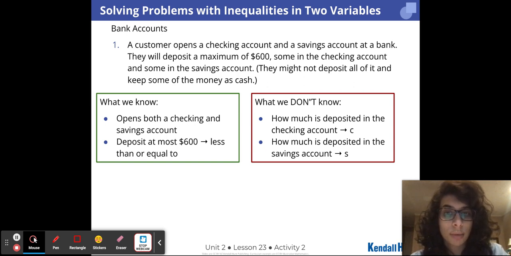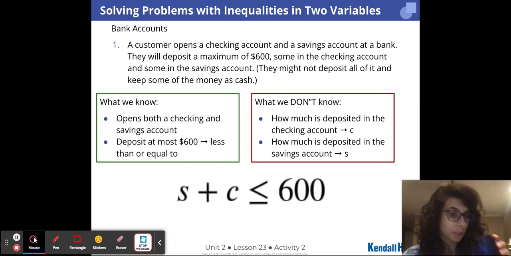My first responsibility is to create an inequality. So I know that how much was deposited in the checking account plus how much was deposited in the savings account must be at most $600, which is going to be less than or equal to $600. So my inequality is going to look something like this here.